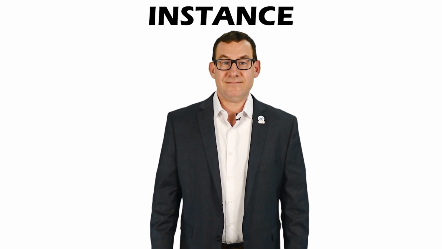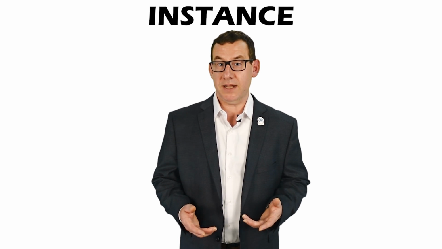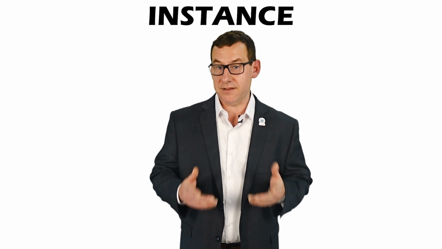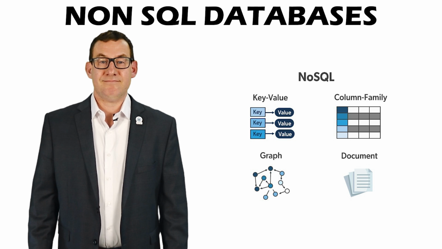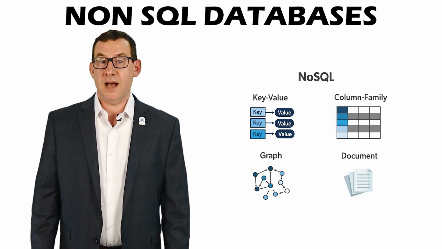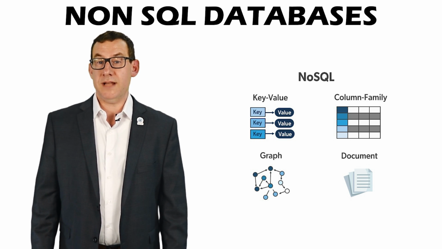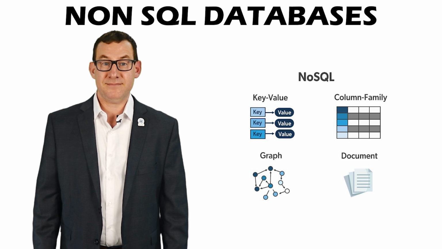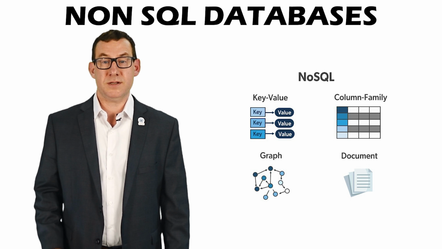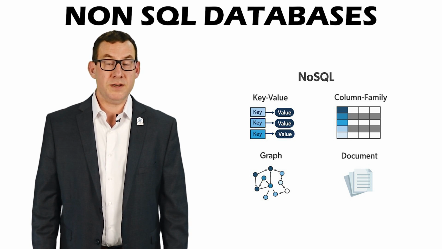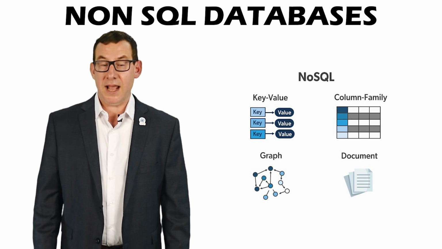Instance. An instance represents the current state of a database, including all records and their values. And now let's take a look at non-SQL databases. Non-SQL databases store data in a non-tabular way. Non-SQL databases typically have 4 categories of model stores. The 4 categories are key value, document, column, and graph.